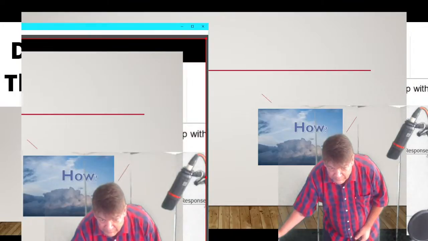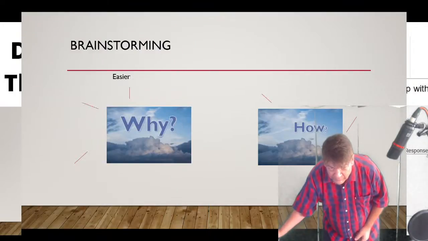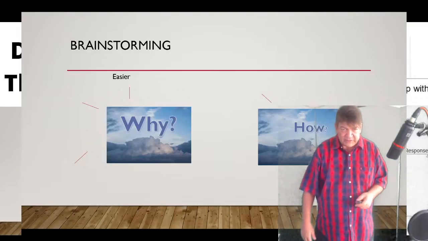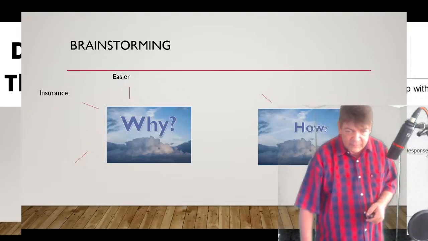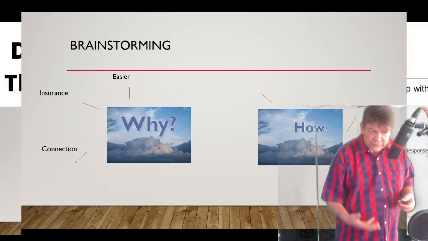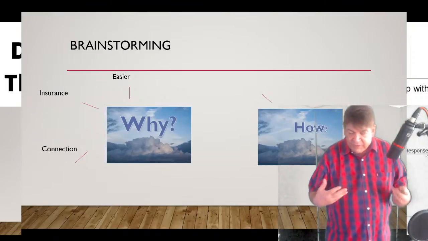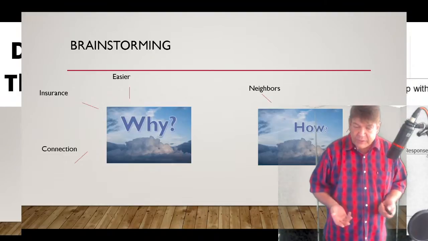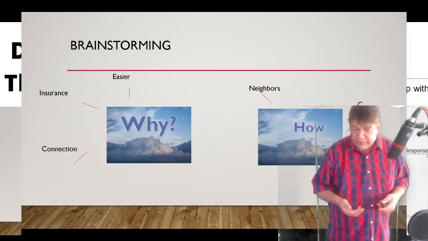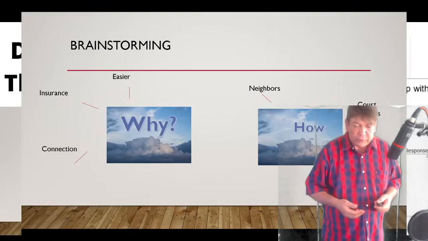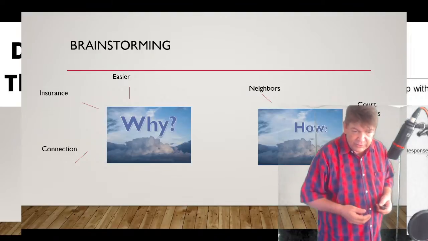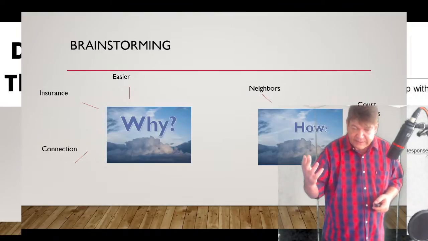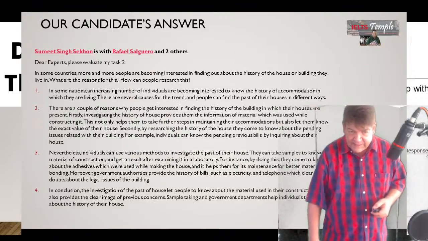Over here. Okay, so why is it happening? Well, it's easier than ever to do it. People might be doing it for insurance reasons, or they want to have a connection to the place that they're in. How can you do it? You can ask your neighbors. You could look at old court records, or you could look at fire maps. Now again, these are just my ideas. I had not read the candidate's essay at this point.